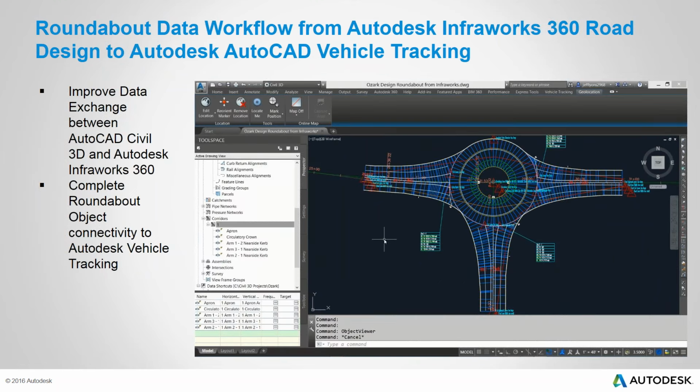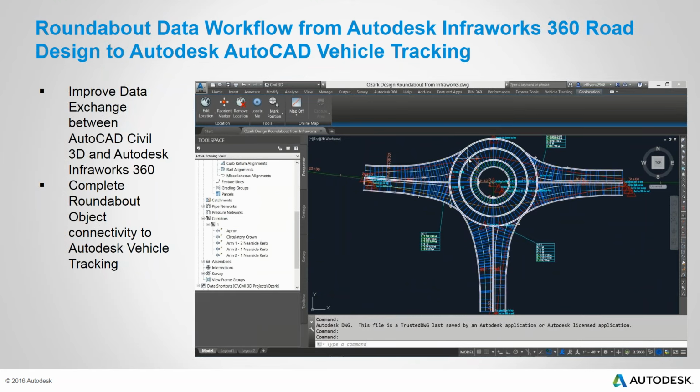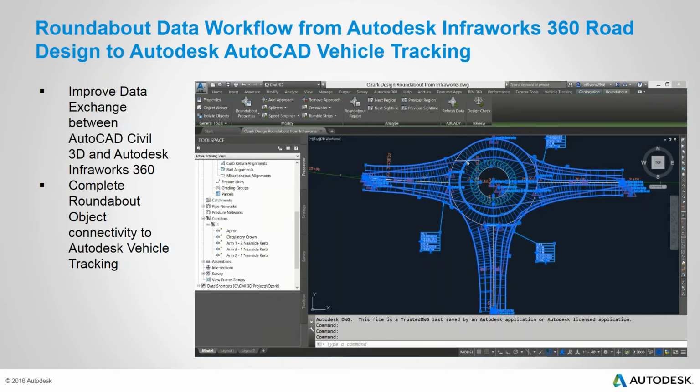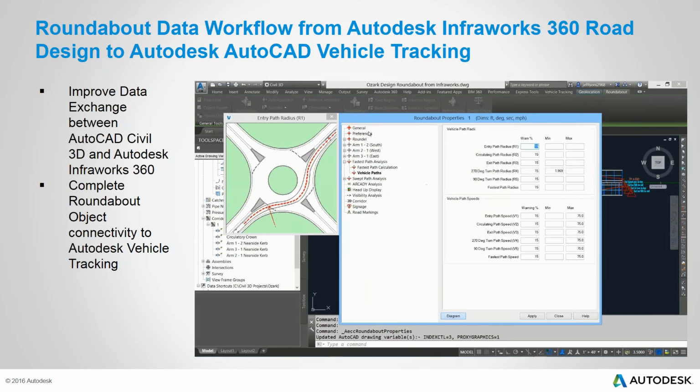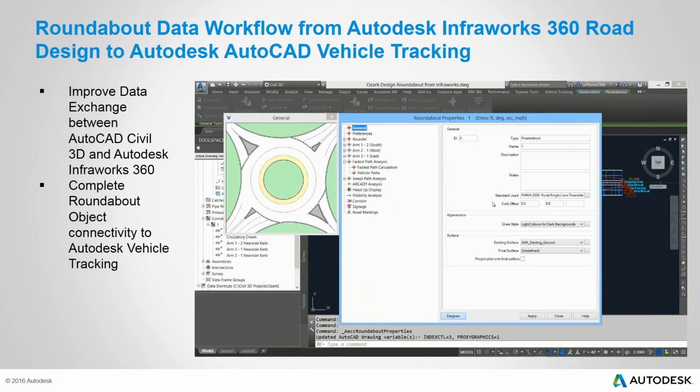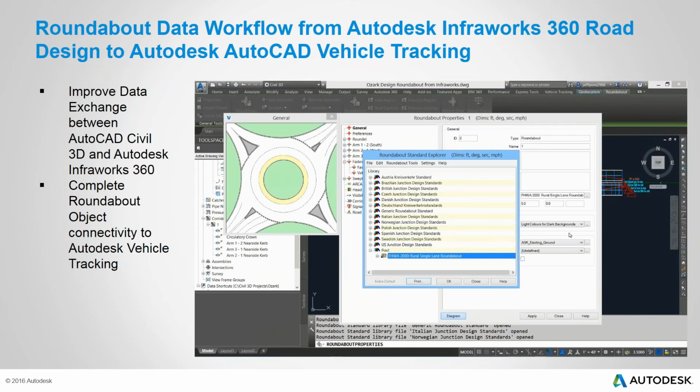So when you select the roundabout object, the context ribbon menu will automatically show that it is a roundabout object, and you can adjust it and edit it just as if you'd created it using AutoCAD vehicle tracking software. So you can just now continue to develop and change the design as needed. So here we're just changing some standards and the different styles of the roundabout.